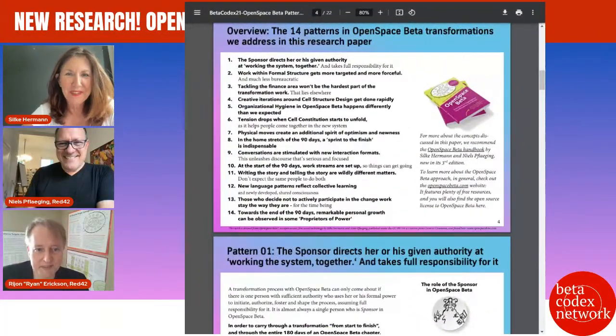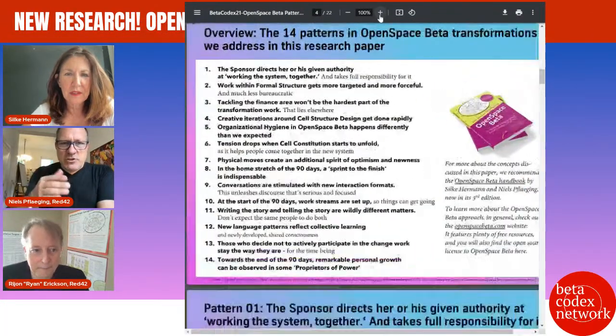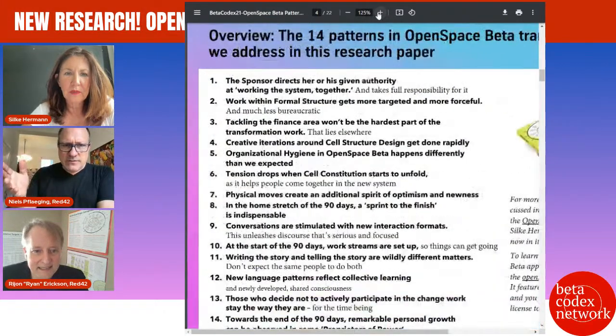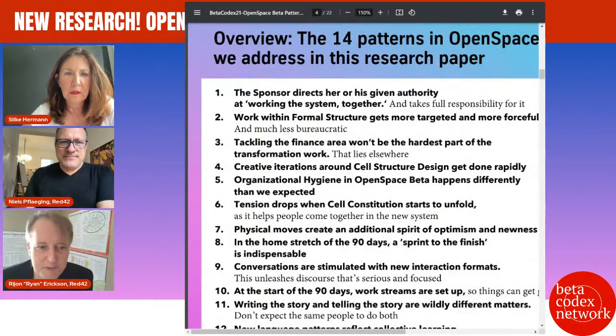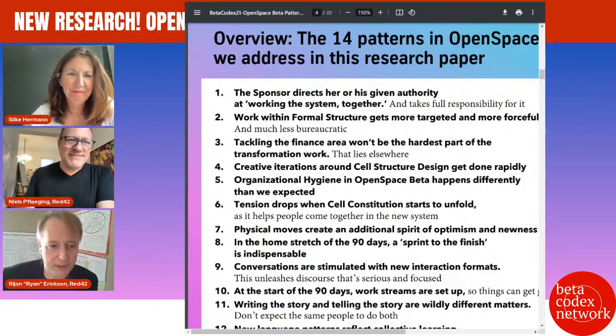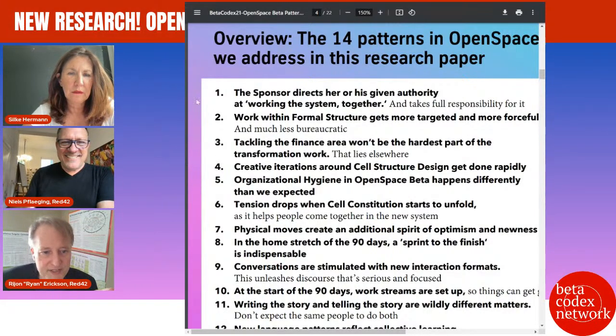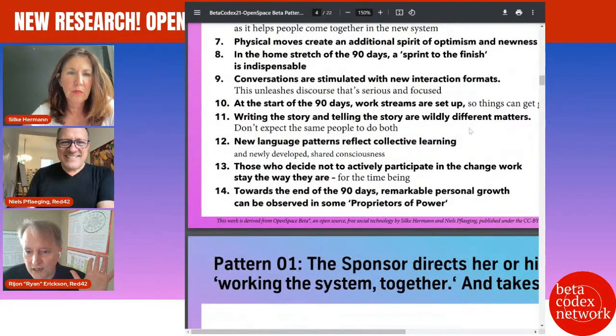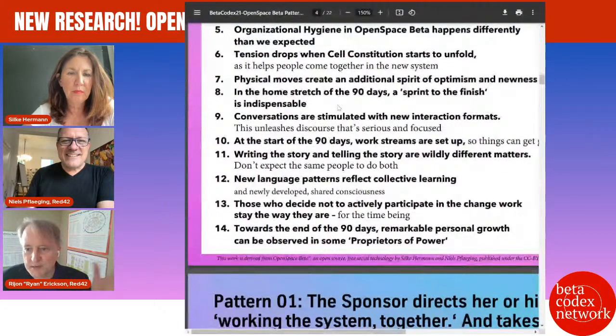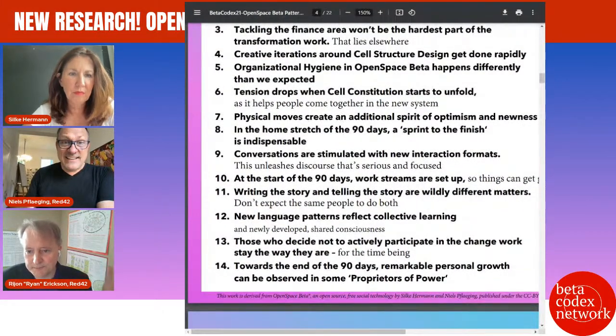So I'm going to put that here. Let me get this right, if I can make it bigger. This is the page where we show the titles of all these 14 patterns. It's at the start of the paper, so before we go into the details, we have a list of the 14 patterns we identified. Sponsor directs his or her given authority, working the system together. Again, those of you who are out there, I'm not going to read these to you, because you can read. If we look at this, the one that I was really kind of flummoxed by, I think, is something about narratives that people will take narratives forward.